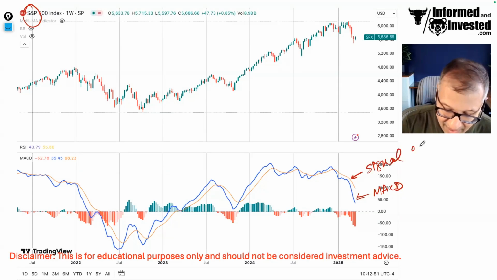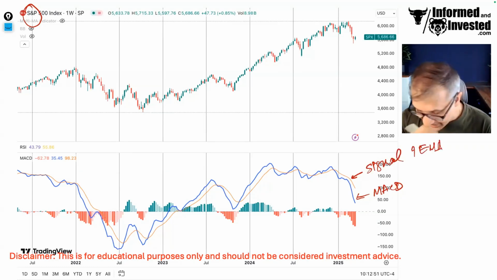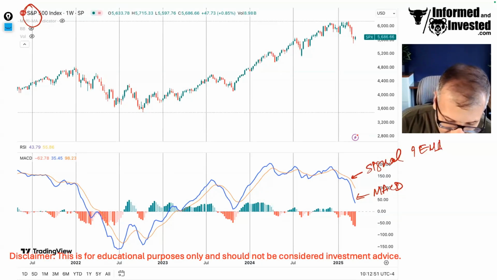Remember, the signal line is a 9 EMA. So what is this telling you? Let's look at it in conjunction with the behavior of the S&P 500. You remember when we said that when the MACD line is above the signal line, that indicates bullish momentum. So where is that happening? Let's look at it from this point onwards.